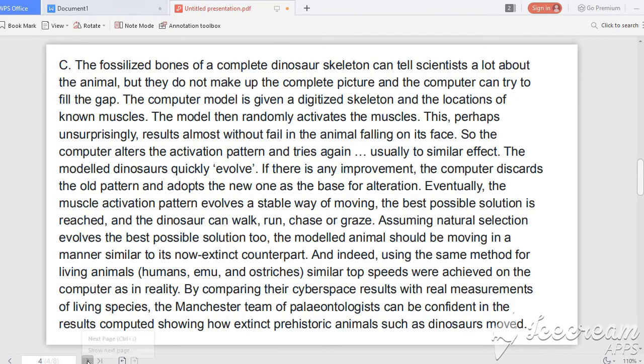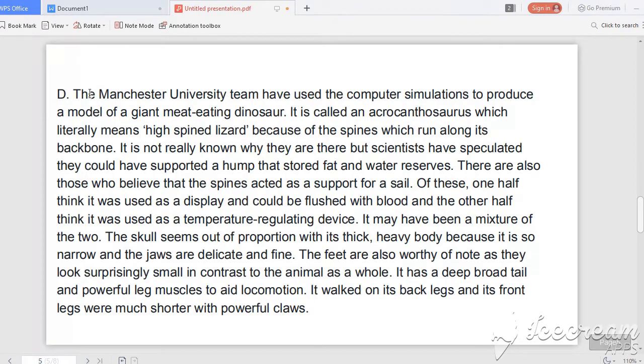Okay, the Manchester University team, this is our first keyword for question number four, have used the computer simulation to produce a model of a giant meat-eating dinosaur. It has spines which run along its backbone. It is not really known why they are there, but scientists have speculated they could have supported a hump that stored fat and water reserves. There are also those who believe that the spine acted as a support for a sail.